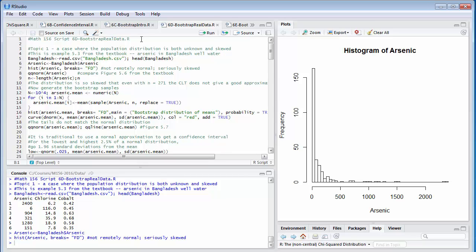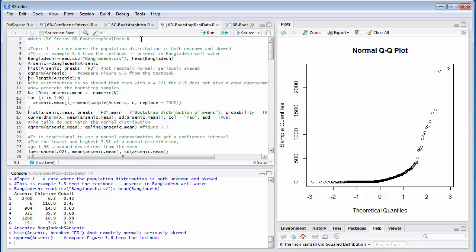It looks a little bit like a chi-squared distribution, but it's a real-world distribution. It's certainly by no means normal, and it's got a rather large skewness. A good way of showing how seriously it fails to be normal is to compare the quantiles with those for the normal distribution by using QQ norm, and you can see we don't get anything even remotely resembling a straight line.